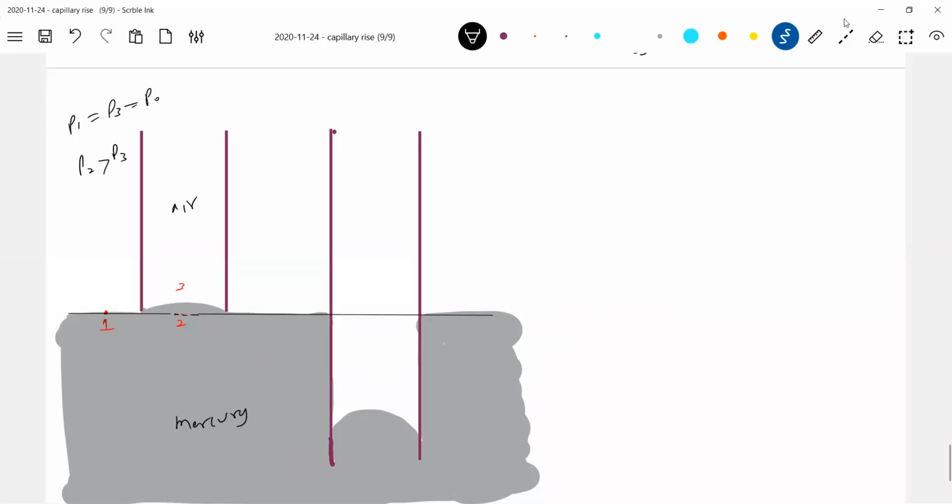But pressure at 1 should be equal to pressure at 2, because it's a free surface. So is there any pressure difference? P1 is not equal to P2. Pressure at 2 should be equal to P naught, but it is more than P naught. To make the pressure at 2 decrease, so what happened?